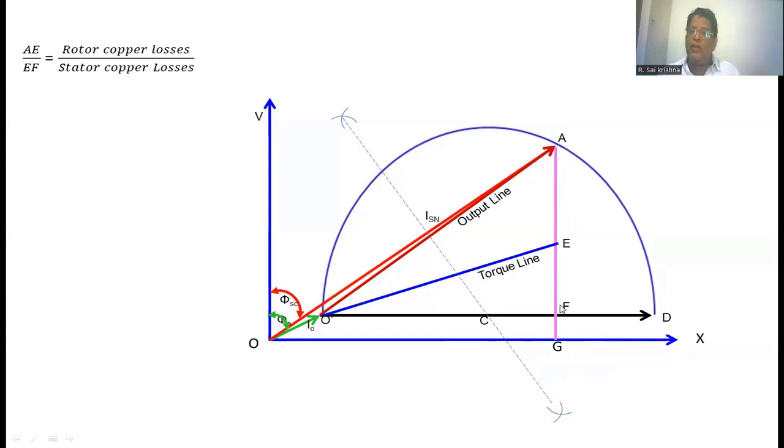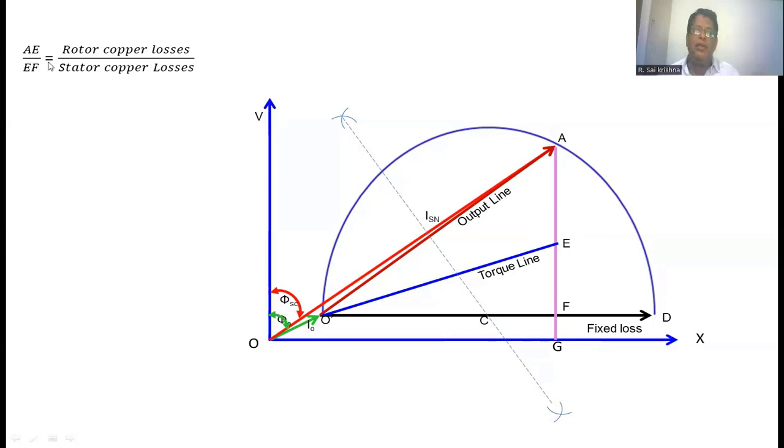Now the remaining length you have to divide. How we are going to divide depends upon how much stator copper loss and rotor copper loss will occur in an induction motor. Because during the blocked rotor test, the total power taken by the induction motor will be wasted as stator copper loss, rotor copper loss, stator core loss, and windage and friction loss. Now the length AE, EF, FG is nothing but the fixed losses. The AF length you have to divide.